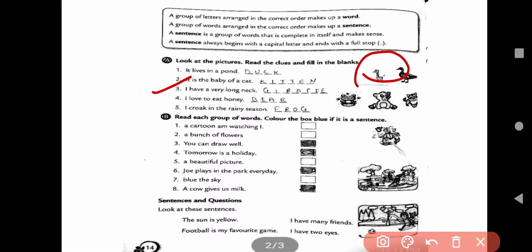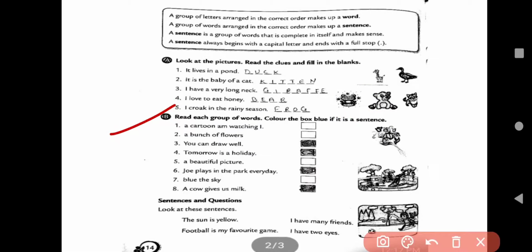It's giraffe. Next, I love to eat honey. Who loves to eat honey? Yes, it's a bear. Next, I croak in the rainy season. It's a frog. Next exercise.